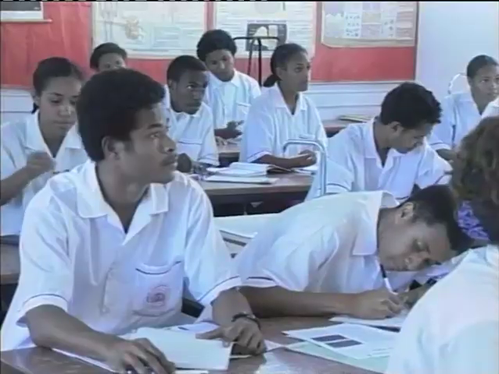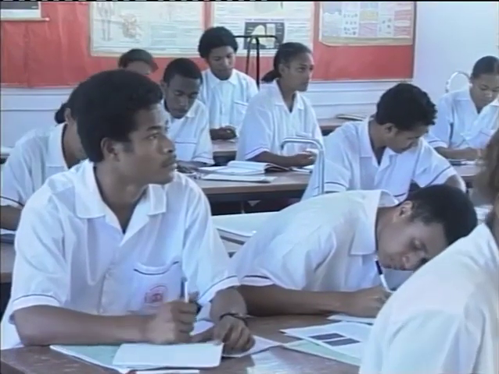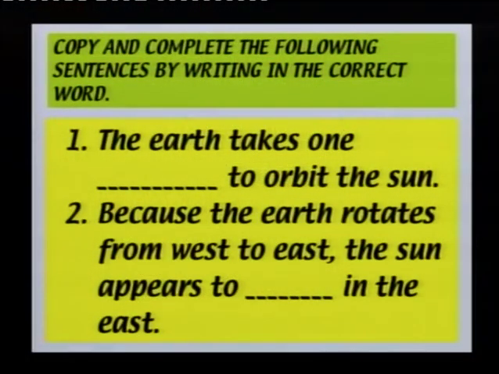There are 2 questions. The first one, the Earth takes blank to orbit the sun. Put in the appropriate word in that space. And number 2, because of the Earth's rotation from west to east, the sun appears to blank in the east. You have 3 minutes to copy down and also to put in the appropriate word.